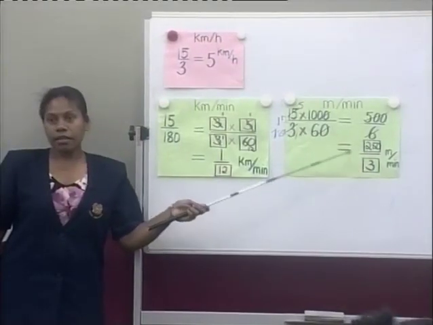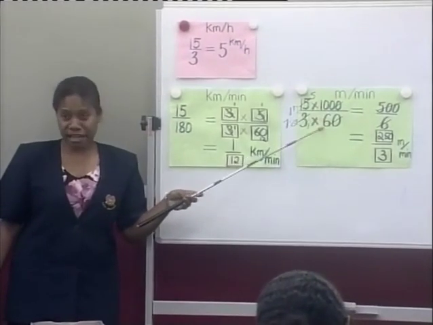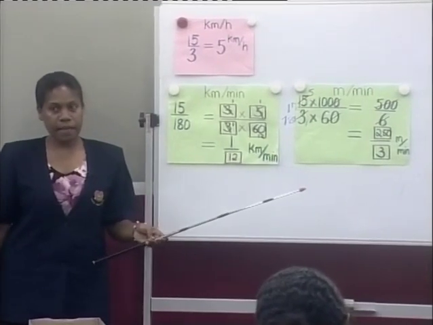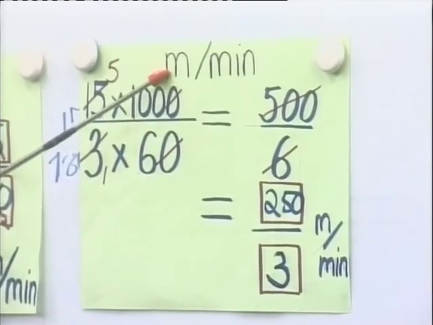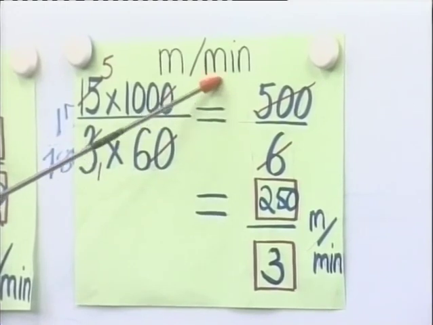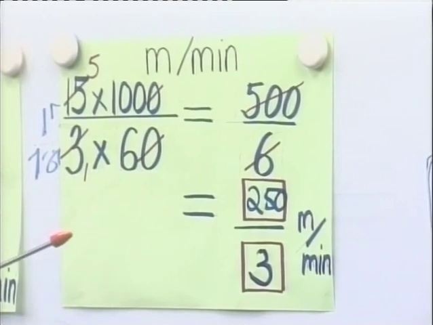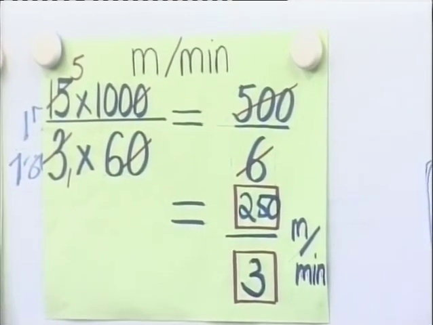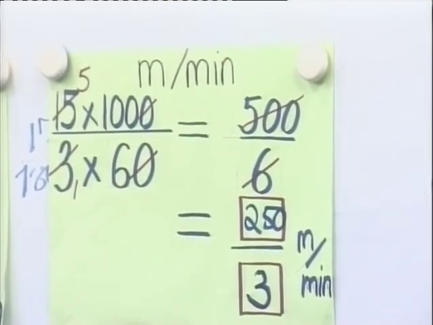So with this, we are factorizing or simplifying to get our answer, okay? Firstly, you convert into meters, which is 15,000, and then again you convert this into minutes, which is 180. And then when you simplify, you will still get this answer. Okay, class? Please, if you are not sure, I'd like you to ask, all right?